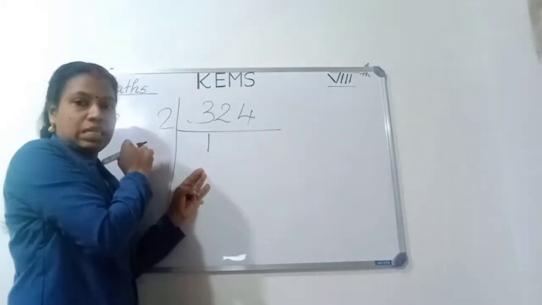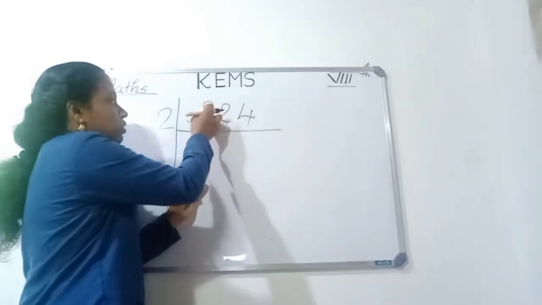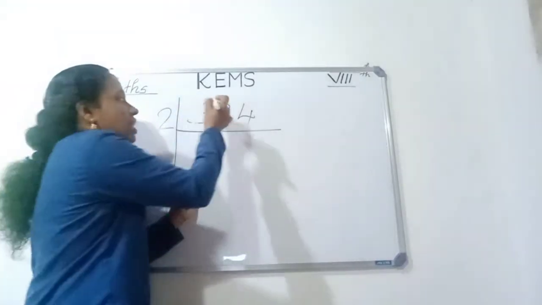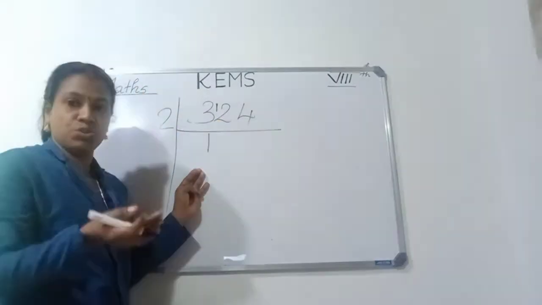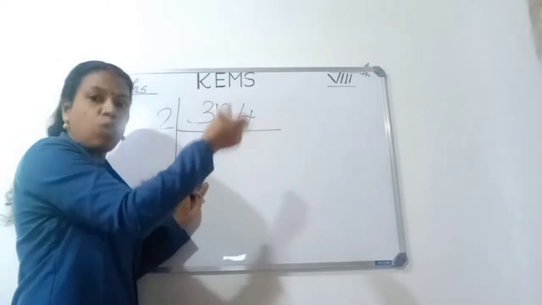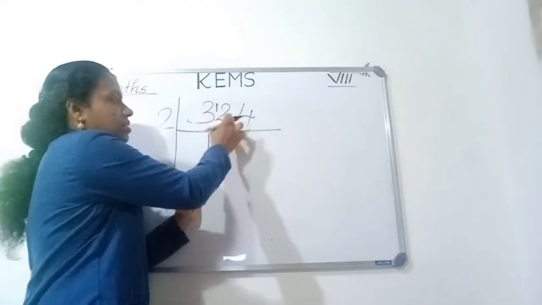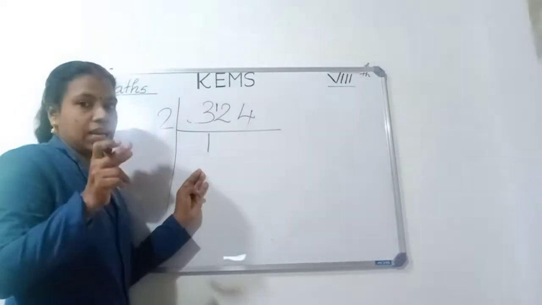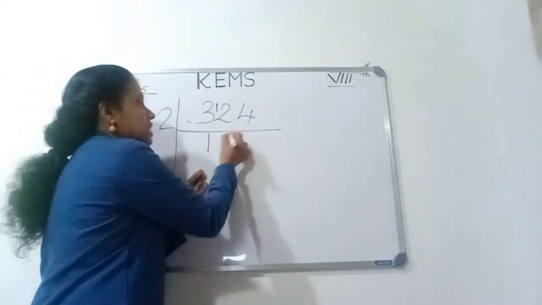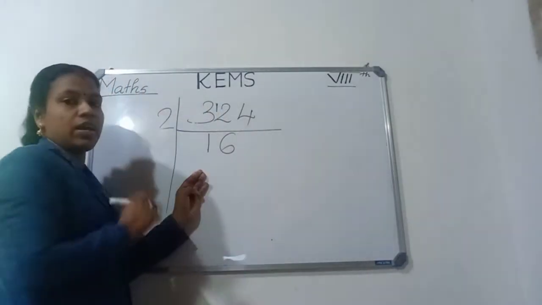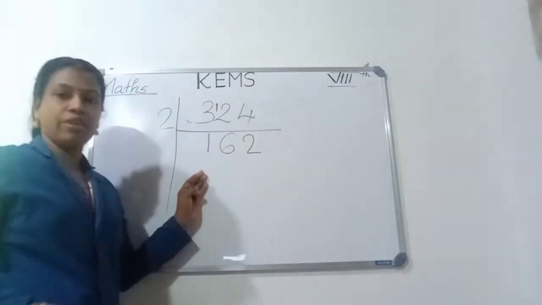One 2 is 2. Therefore, 1 is the balance. That 1 we give to the next number. The second number is 2 and we carry 1 to that number, so it becomes 12. In 12, how many 2s are there? There are 6 2s. So 6 into 2, 12. Then the last digit, 4 divided by 2, that is 2 2s are 4.